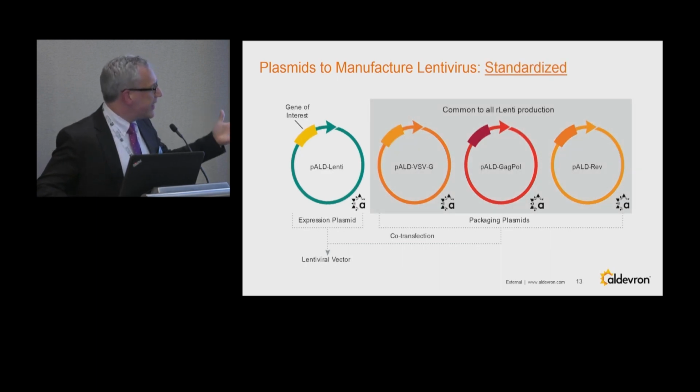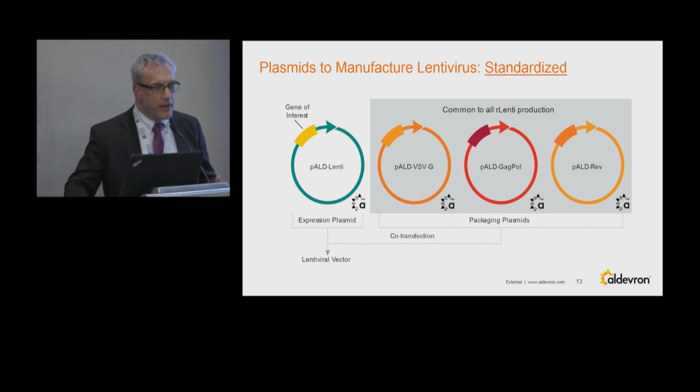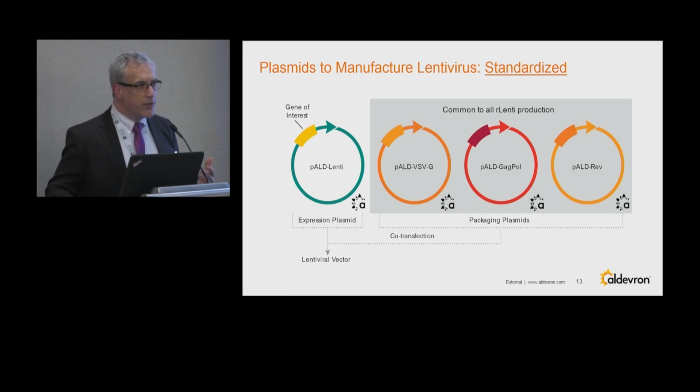So in this case, we have three plasmids that are common to all recombinant lentiviral production, the VSVG, GAG-POL, and the REV. So these are plasmids that we, again, have available as off-the-shelf products, both at research grade and clinical grade. So they're available to ship immediately.